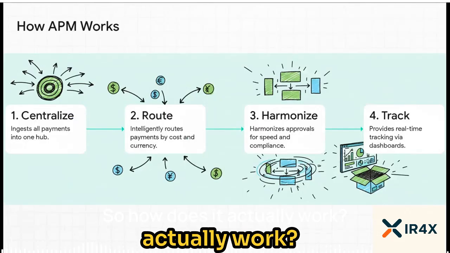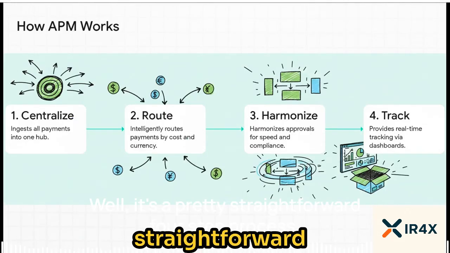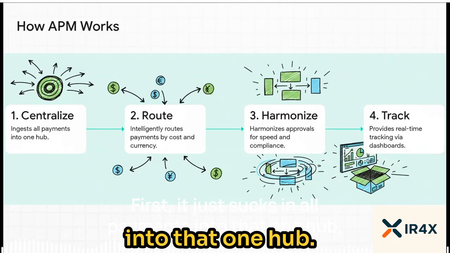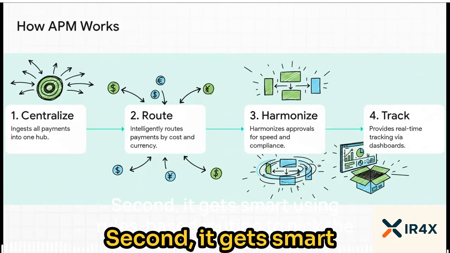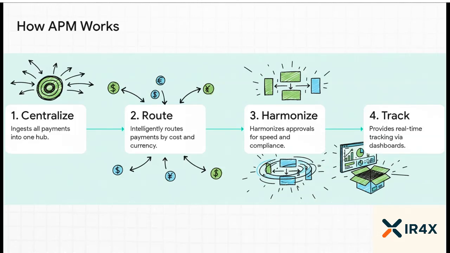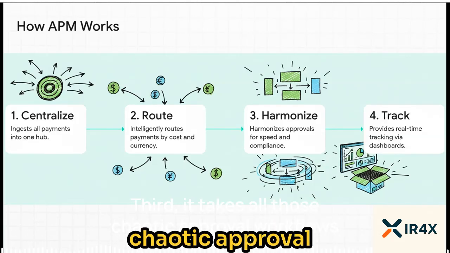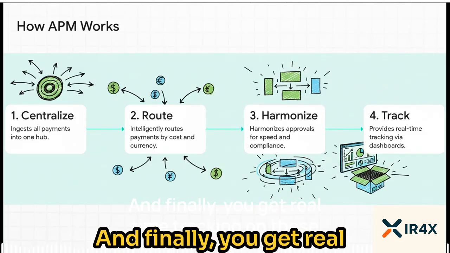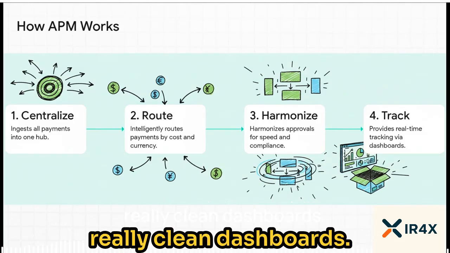So how does it actually work? Well, it's a pretty straightforward four-step process. First, it just sucks in all payments into that one hub. Second, it gets smart using rules-based routing to pick the cheapest and best channel. Third, it takes all those chaotic approval workflows and standardizes them for speed and compliance. And finally, you get real-time tracking on these really clean dashboards.